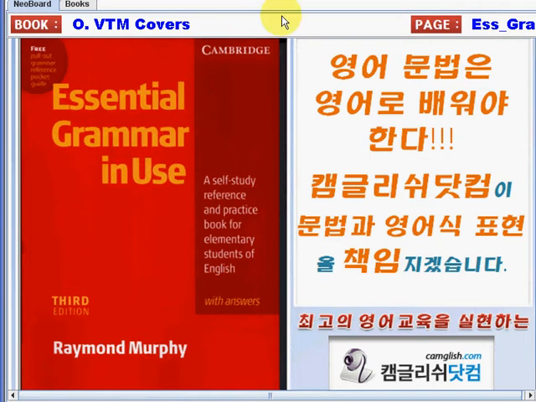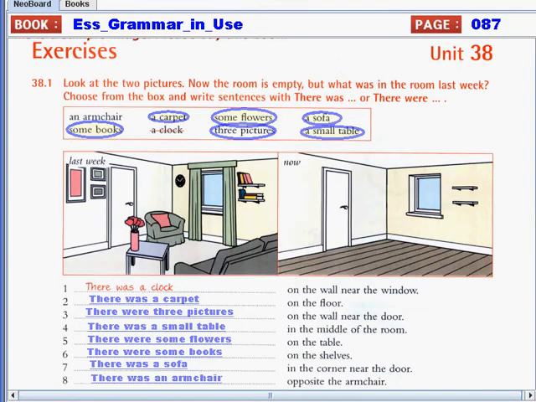Today, we will study the Essential Grammar in Use 3rd edition by Raymond Murphy. We are now at the exercises under Unit 38. So, did you review our lesson last time? Okay, good. So, let's start the first exercise here.